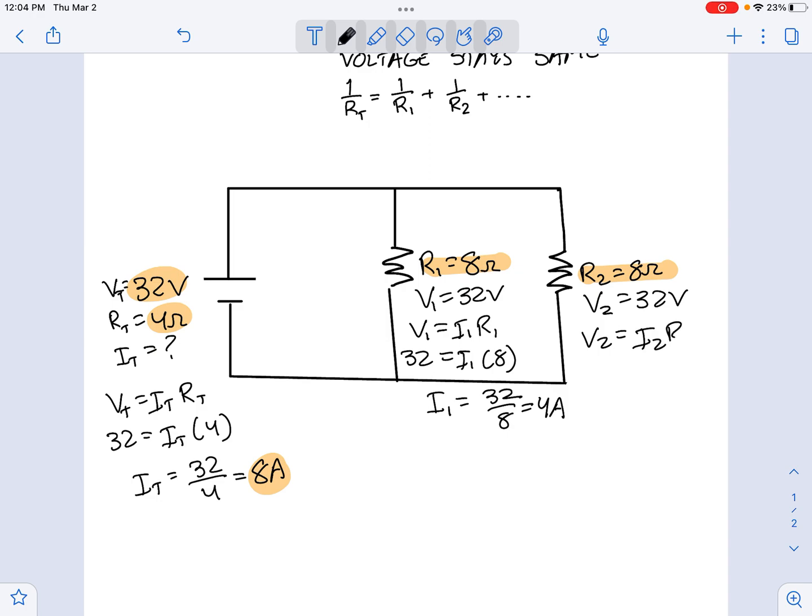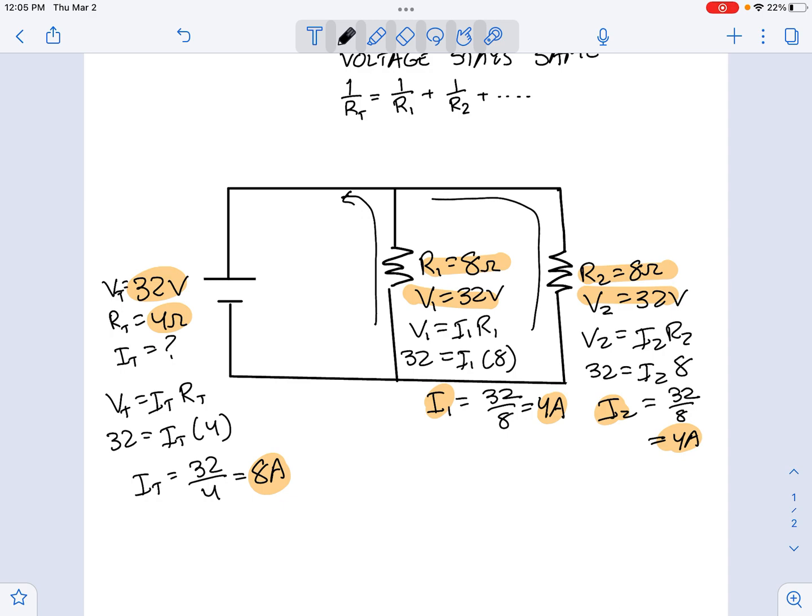V2 is equal to I2 R2. V2 is 32, I2 is our variable, and R2 is 8. So I2 is going to be 32 over 8, which is 4 amps. So now we have the voltage everywhere, the current everywhere. And notice this. You have 4 amps coming up through this leg, right? And you have 4 amps coming up through this leg. They merge when they get over here. And you have 4 amps and 4 amps. And so altogether, you have 8 amps.